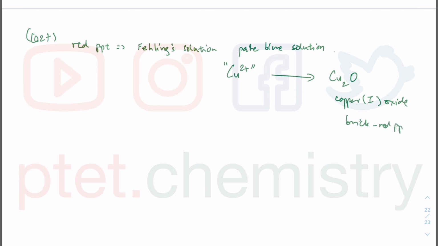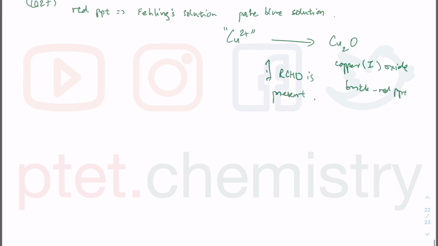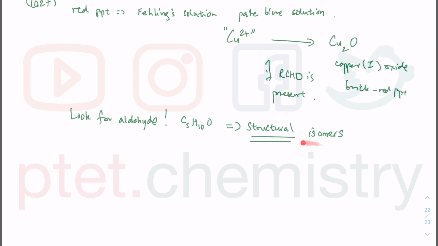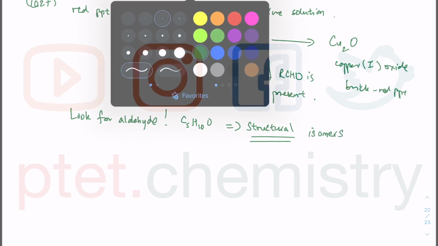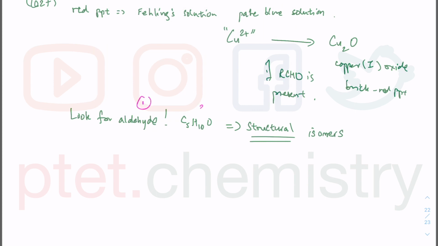If aldehyde is present, if RCHO is present. So realistically speaking, we are looking for aldehyde because we want to turn Fehling's reagent brick red. So look for aldehyde, look for 5 carbon aldehyde. And they are looking for structural isomers. So we are not looking for stereo at all. So even if you have a pair of stereoisomers, you're not going to include them because you just want the structural isomers. Couple of things they want: look for aldehyde with 5 carbons, look for structural isomers only.